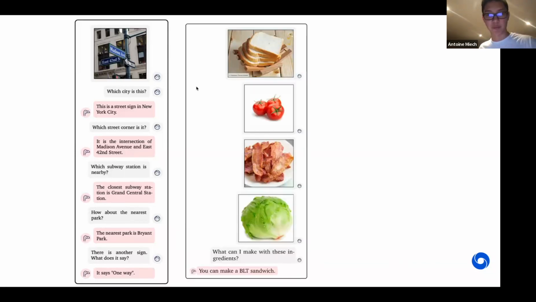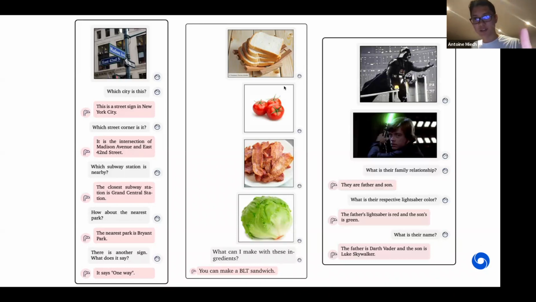Here I'm showing one example that I was quite excited about. I uploaded a bunch of images, just 4 ingredients, and I asked, what can I make with these ingredients? It says you can make a BLT sandwich, which is actually true because it contains all of these ingredients. And last thing: if you haven't seen Star Wars and you don't want to be spoiled, maybe don't listen. I added these 2 images of Star Wars, and you can ask what is their family relationship. You can see that it's doing both multi-image reasoning and outside knowledge retrieval, and that's something I was quite excited about.